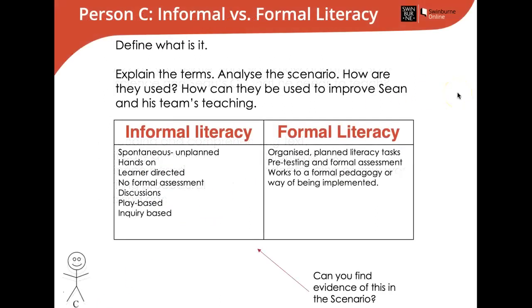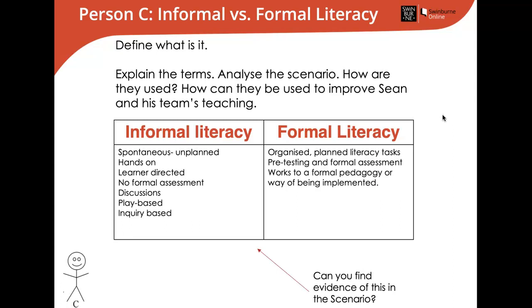Now, person 3, you are going to really focus on informal and formal literacy. So again, like person 2 or person B, you're going to need to be able to define it, and that's going to take up quite a big portion of your word count as well. So you're going to focus on something like: informal literacy is an approach to literacy learning where activities are spontaneous and often unplanned. Informal learning promotes hands-on experiences which are directed by the learner and found to be an effective method in developing and retaining knowledge.